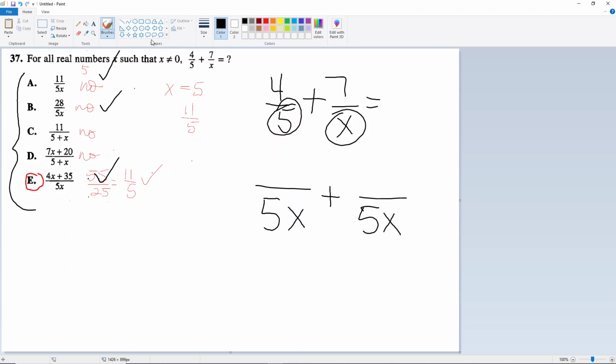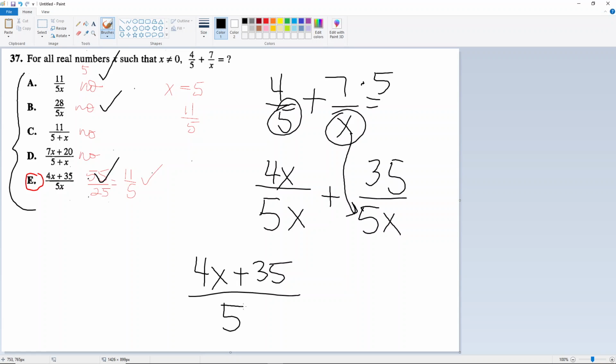So 5 goes into 5x, x times. 4 times x is 4x. X goes into 5x 5 times, because 5 times x is 5x. 5 times 7 is 35. So we have 4x plus 35 divided by 5x. That's one way to find the answer, and the answer is letter E.